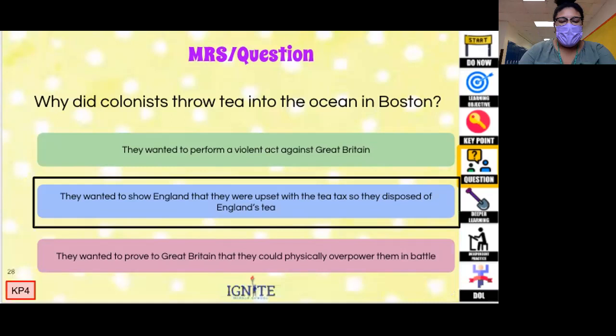Your correct answer is the blue box. So the colonists threw tea because they wanted to show England that they were upset with the tea tax. So this whole event is in response to the tea tax. Because colonists were so upset with the tax on tea, they threw away the tea as a way of saying, nice try, Great Britain, we're not paying it.